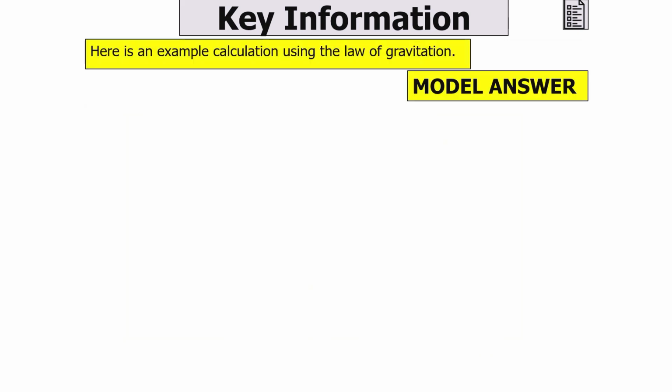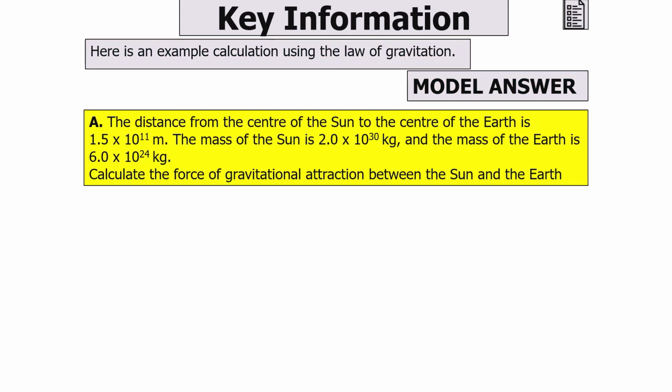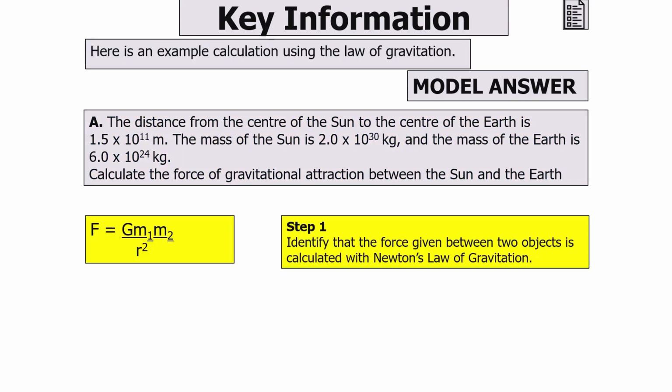Now here we can look at an example calculation using the laws of gravitation. The distance from the centre of the Sun to the centre of the Earth is 1.5 times 10 to the 11 metres. The mass of the Sun is 2 times 10 to the 30 kilograms, and the mass of the Earth is 6 times 10 to the 24 kilograms. Calculate the force of gravitational attraction between the Earth and the Sun. So we know F is equal to G m1 m2 over r squared. That's our equation of Newton's law of gravitation.